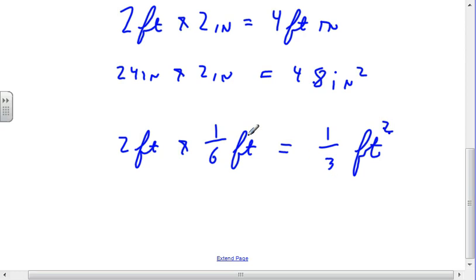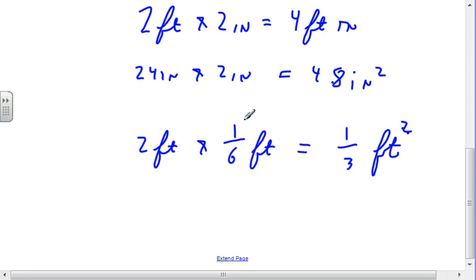When I'm multiplying, I want to keep significant digits. So in this problem, I have one significant digit in both places. And when I get done with the problem, I want to have one significant digit. So I'd probably change this to 50 inches squared because I only have one significant digit in the problem. I would carry one significant digit in my final answer.